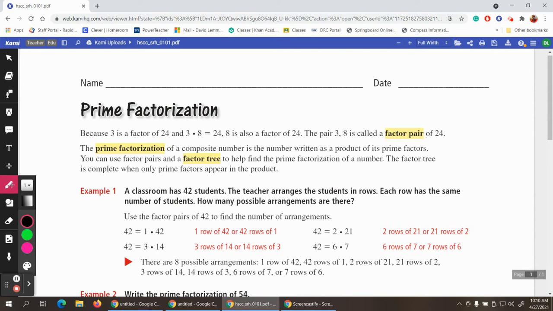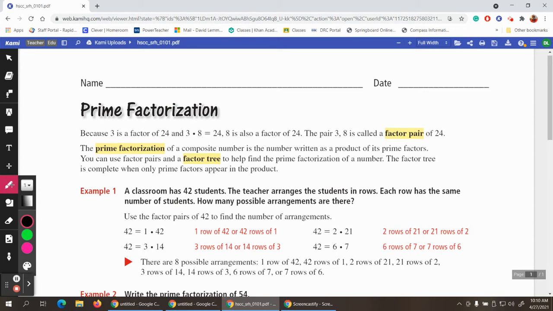So prime factorization, because 3 is a factor of 24 and 3 times 8 is 24, then 8 is also a factor of 24. The pair 3, 8 is called the factor pair of 24. Prime factorization of a composite number is the number written as a product of its prime factors.